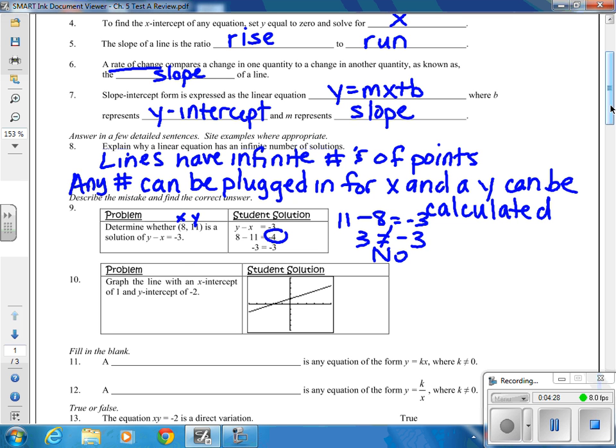So in terms of their mistake, you can say that they plugged the values in wrong. So on the test, you will have to not only correct the mistake, but you also have to tell me what they did wrong in the first place.